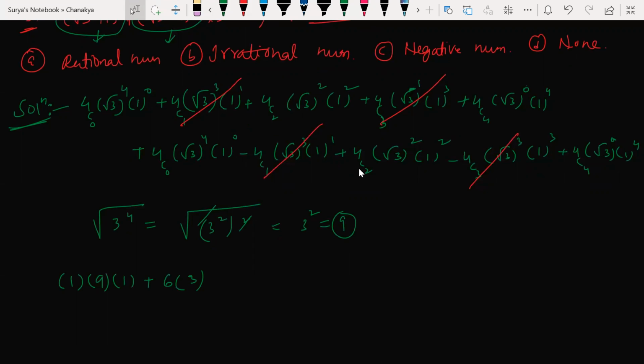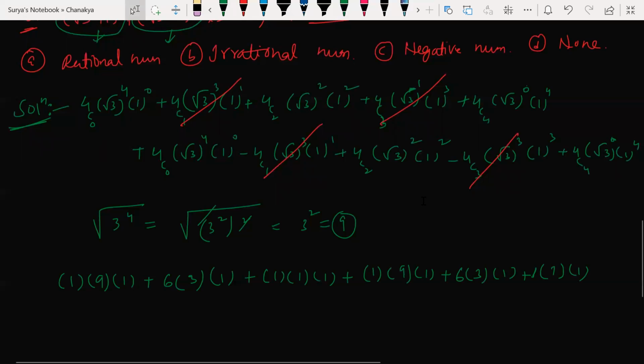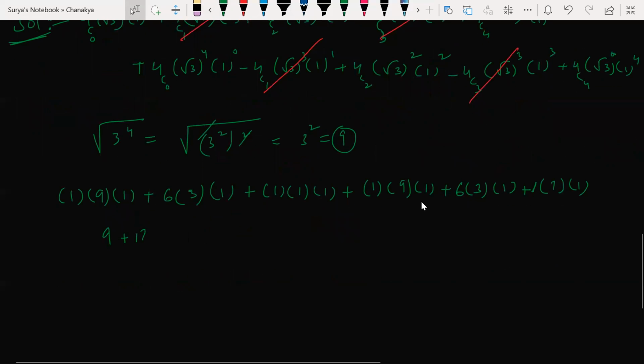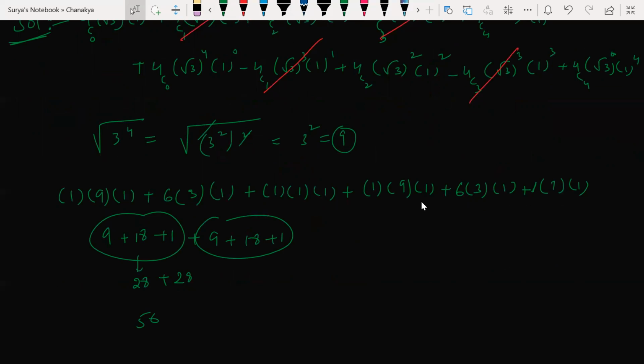Root 3 square is 3 into 1, plus 4C4 is what? 1. 1 into 1 into 1. Plus 4C0 is what? 1 into 9 into 1, plus 6 into 3 into 1, plus 1 into 1 into 1. Correct? Any doubts? So 9 plus 18 plus 1, plus 9 plus 18 plus 1. So how much here? 19. So 28 plus 28, which gives me 56.